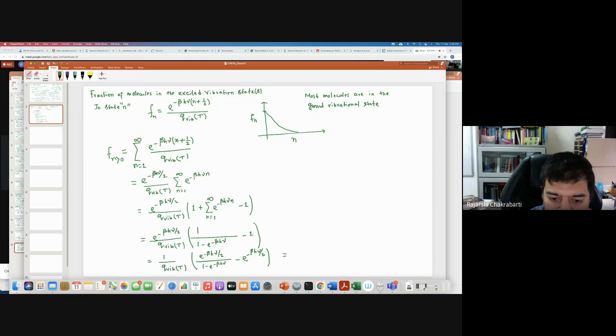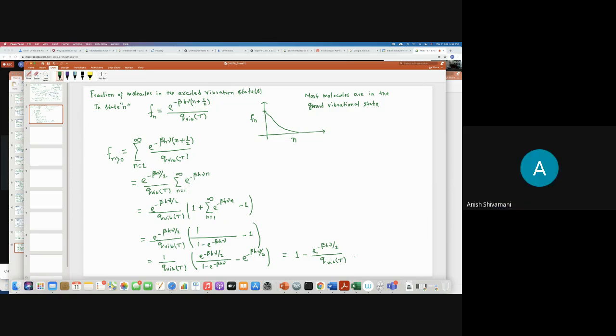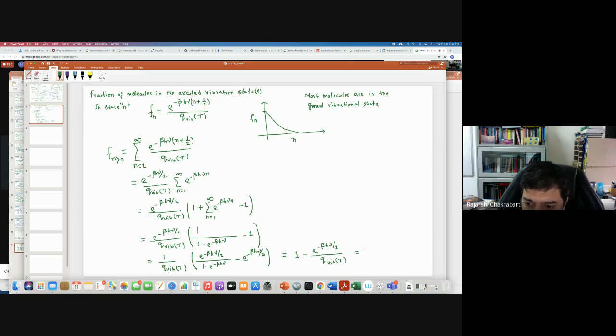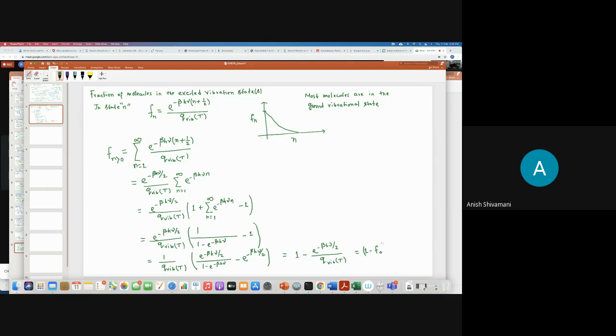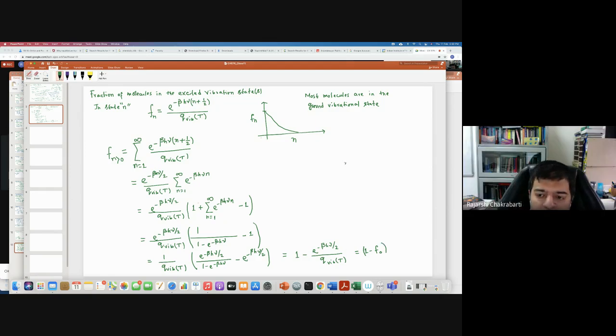So if I multiply, this is Q vibrational, so they will cancel. This will give you 1 minus something. Is this correct, what I have done? I hope I have not done anything wrong. For n greater than 0, it has to be 1 minus f0. And what is this? This is nothing but f0, isn't it? Because your f0 would be something like this.